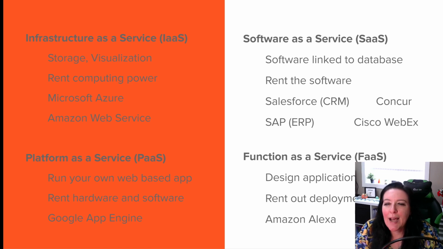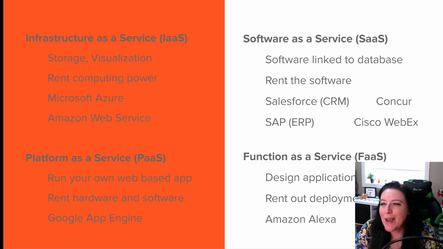Alternatively, you could have Platform as a Service, PaaS, and this is where you run your own web-based app. So you are renting the hardware and the software from the cloud computing service. And so if you think about Google App Engine, if you want to create your own Android app, you are renting the hardware and the software in order to do that. The whole software that you've constructed is housed within the cloud computing, and so it allows you to run your web-based apps.